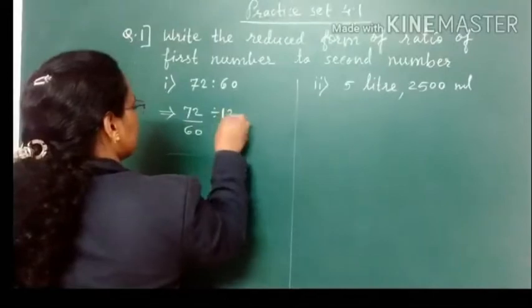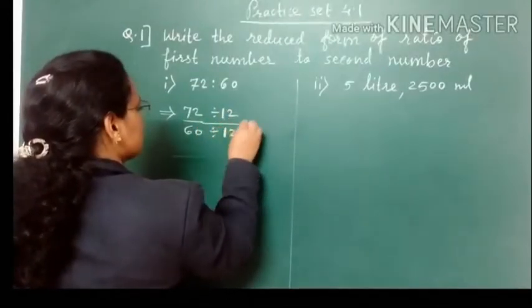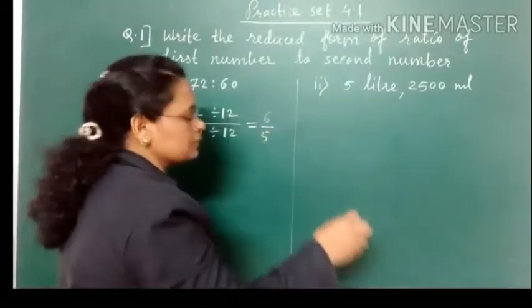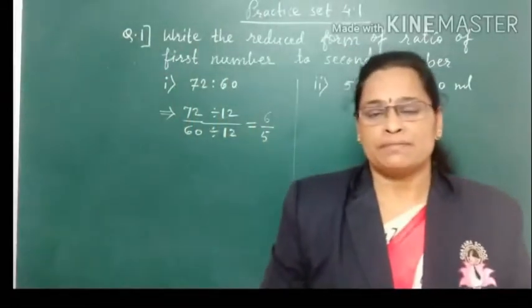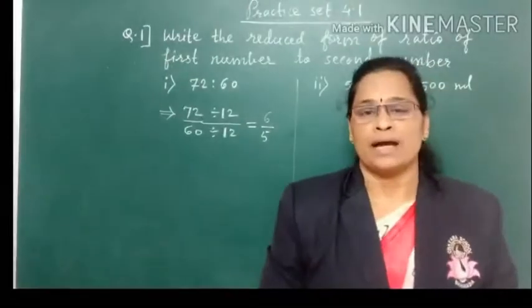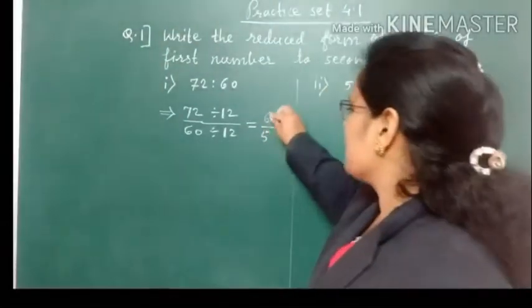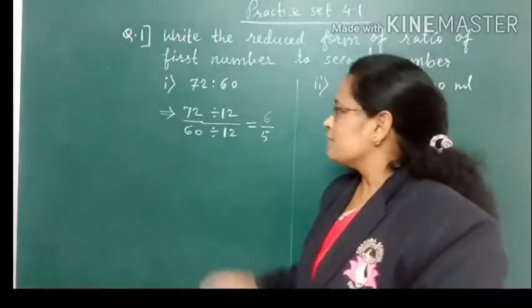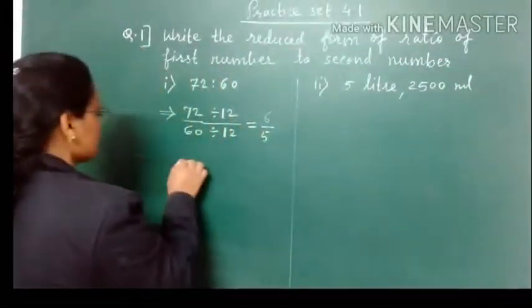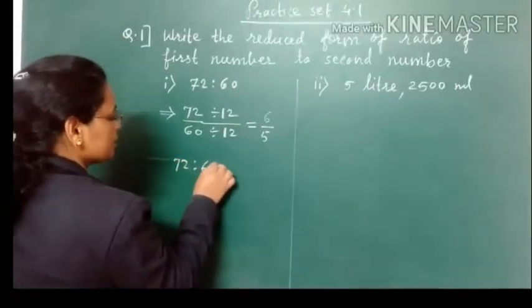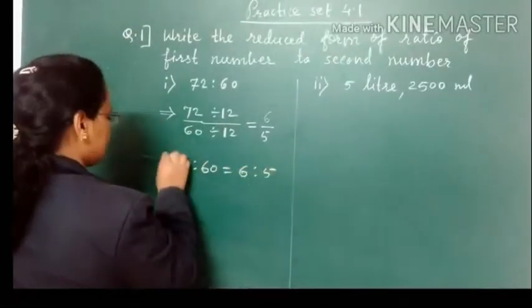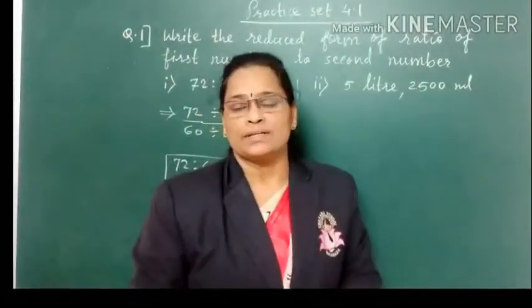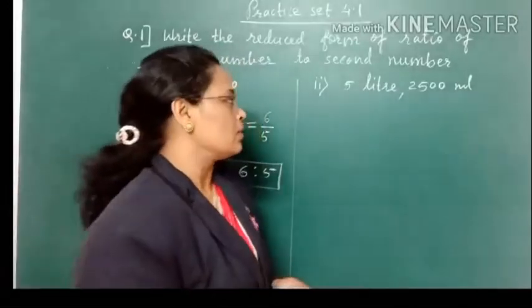So 72 divided by 12 as well as 60 divided by 12. 12 6s are 72 and 12 5s are 60. So here we get the first term as 6 and the second term as 5. Here this 6 and 5 is not reducible further, so this is the reduced form of the ratio. So finally we will write the answer here, that is 72 is to 60 is equal to 6 is to 5.